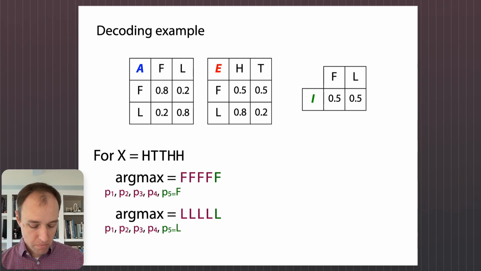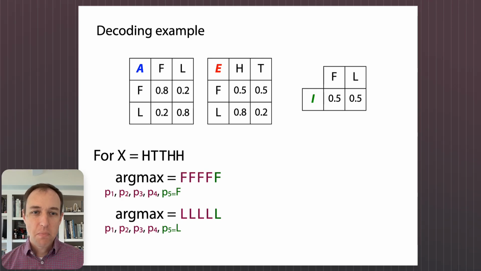However, we can also compute the argmax path, insisting that it end in L. So, in other words, P1, P2, P3, and P4 are free, but P5 has to be L. And so over all of those paths, which one maximizes the joint probability of those paths and the emission string? Well, it's this one here, 5 Ls. Okay. So if we insist that the final state has to be fair, we get this as our argmax P. If we insist that the final state has to be loaded, we get this as our argmax P.